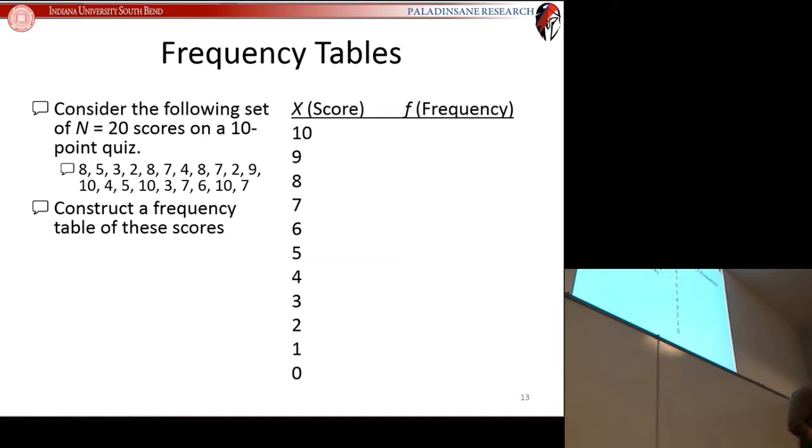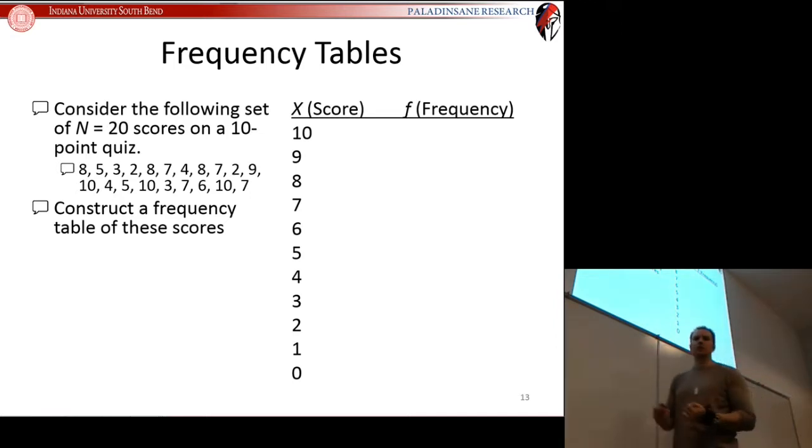Yep? Does it have to go high to low? Does it matter? It has to be in order. Yep. So it typically goes from high to low. It could, I think, go from low to high, but it definitely has to be in order when you do a frequency table. All right. So we have the possible scores in order.